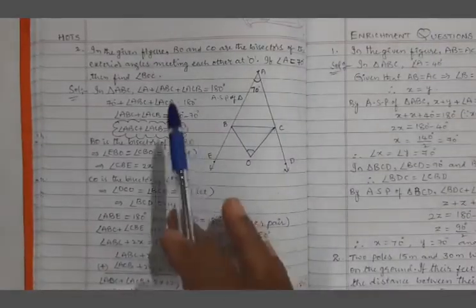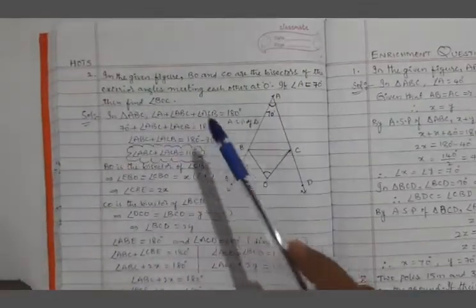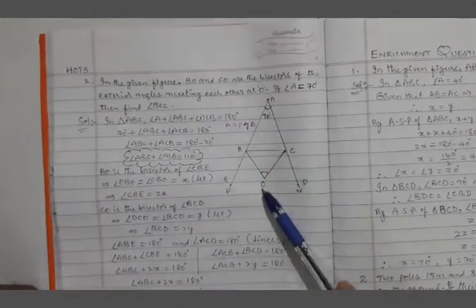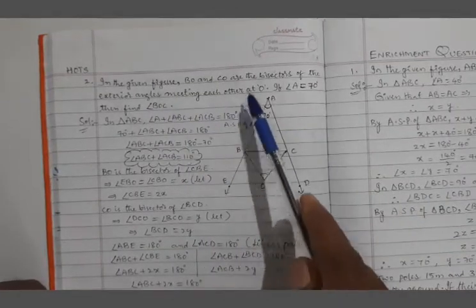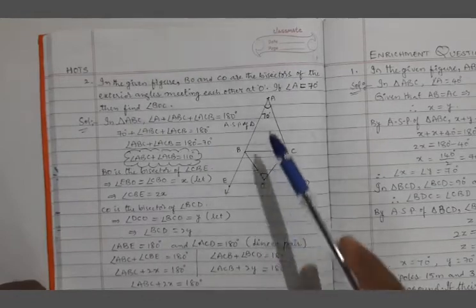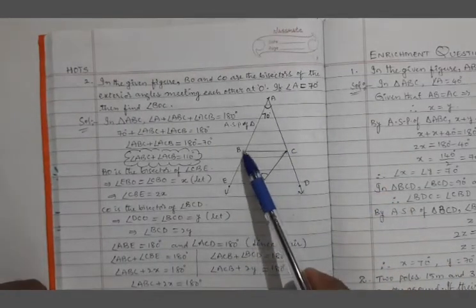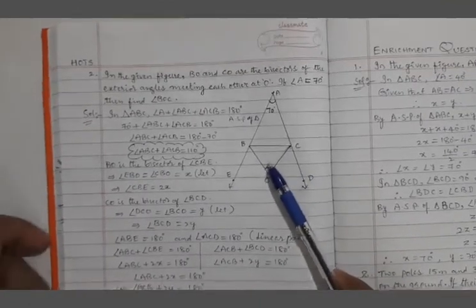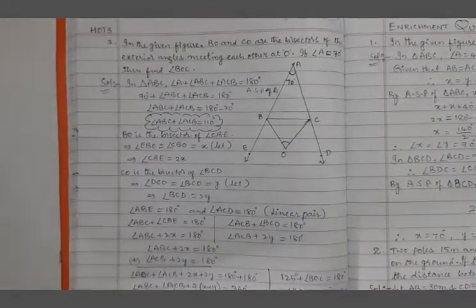Now, moving to Hots, the very first question here. Look at the figure. In the given figure, BO and CO are the bisectors of the exterior angles meeting each other at O. BO, CO, exterior angles. Angle A is equal to 70 degrees. Then find angle BOC. This value we are going to find. Observe, the problem is very lengthy, very important in higher classes also.